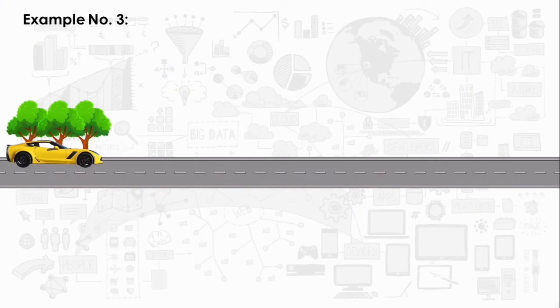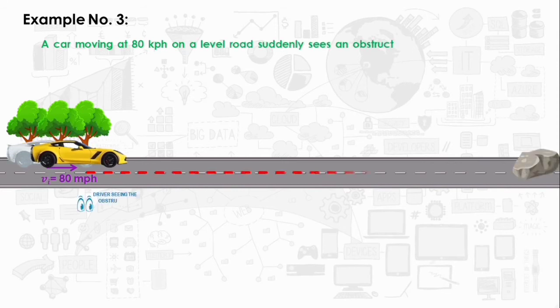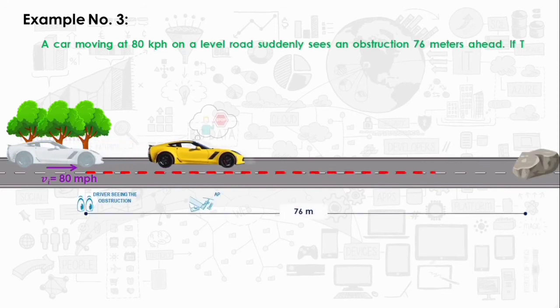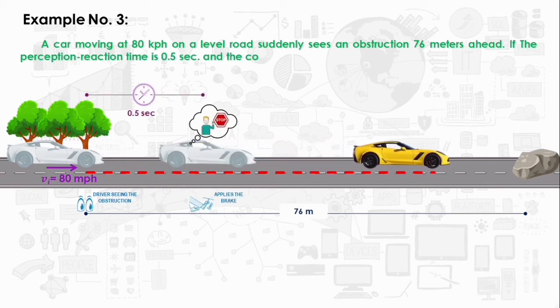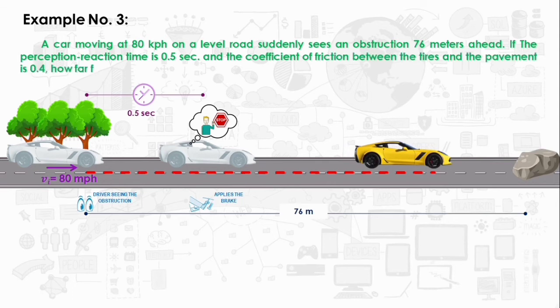Example number 3. A car moving at 80 kilometers per hour on a level road suddenly sees an obstruction 76 meters ahead. If the perception reaction time is 0.5 seconds and the coefficient of friction between the tires and the pavement is 0.4, how far from the obstruction will it stop?